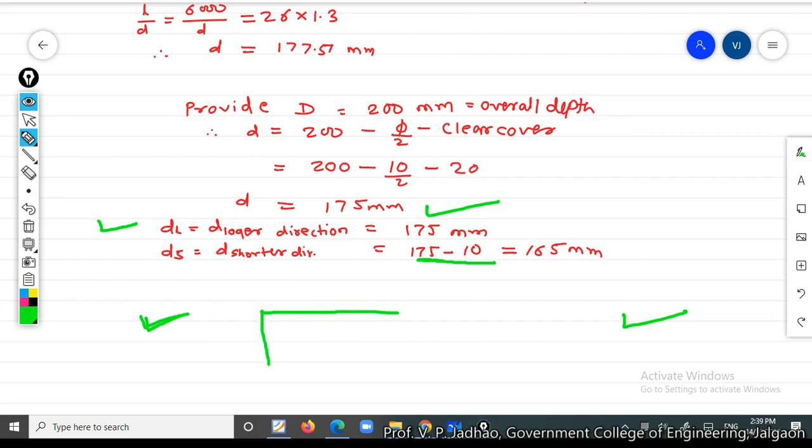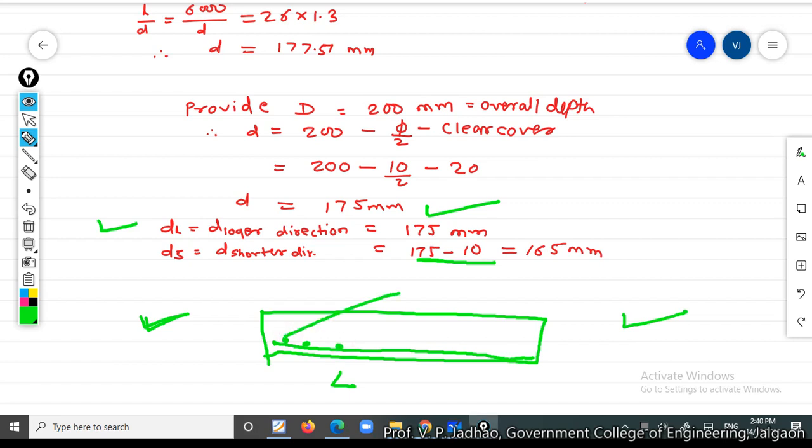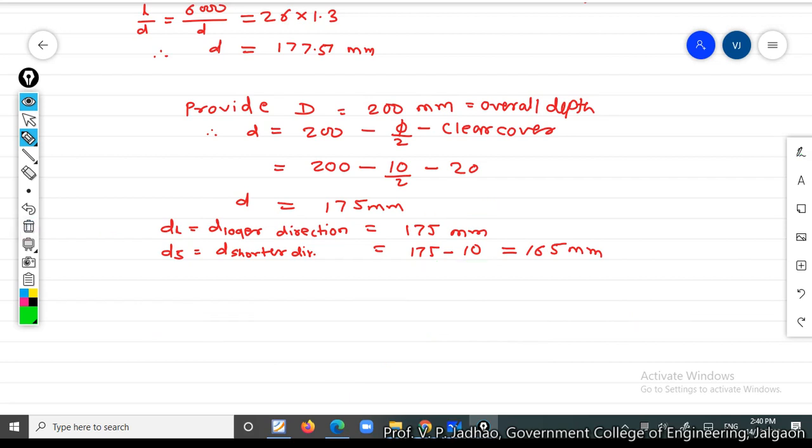if this is your flat slab, the steel will be placed like this. This is your longitudinal direction, then longitudinal steel will be placed in this direction and transverse steel will be placed in this direction like this. So the effective depth will be reduced by 10 mm along the shorter direction. Therefore we have calculated the effective depth along the longer direction and the effective depth along the shorter direction.